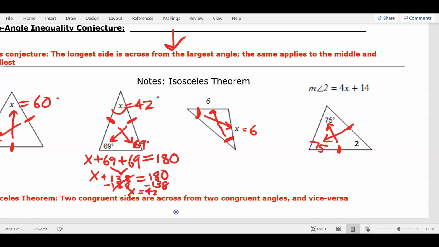Now here's something weird. Do you see how this says 2? That is not 2 degrees. Look up here. What does angle 2 equal?